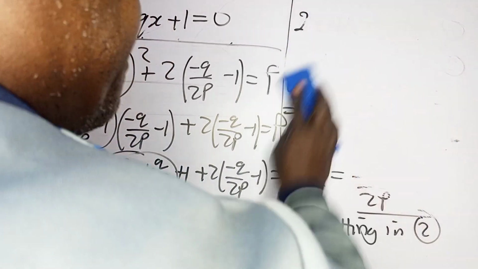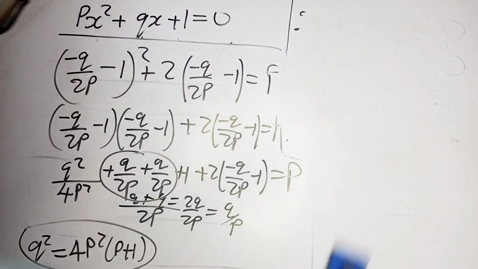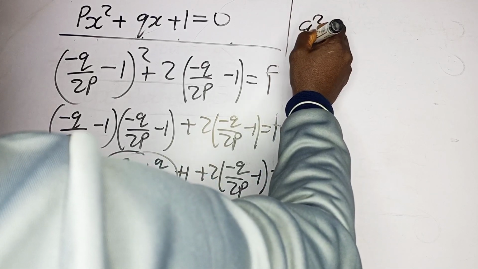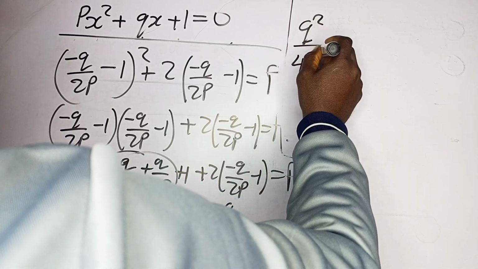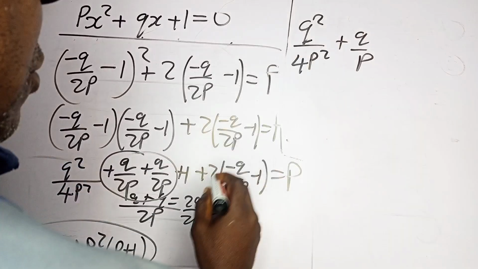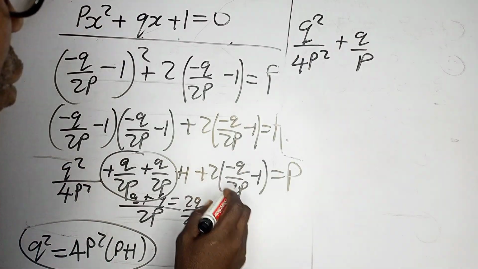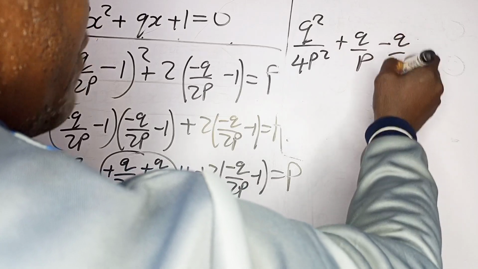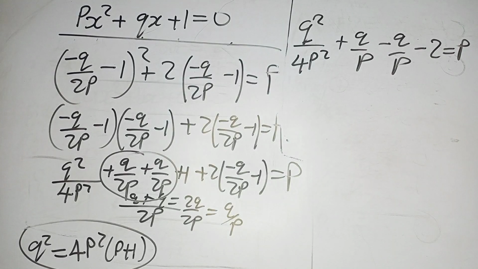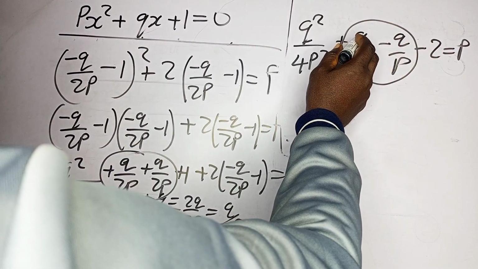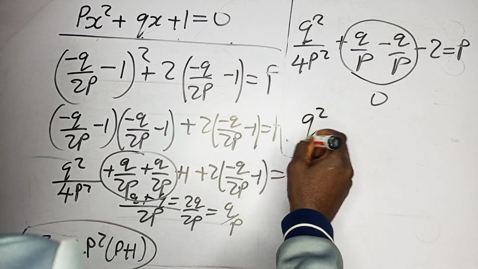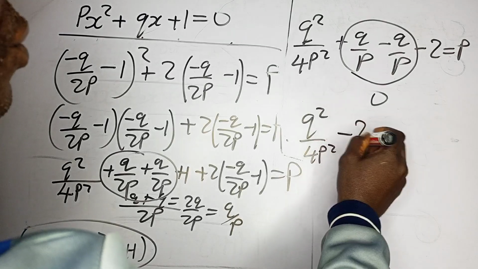So let's continue here. This expression now becomes Q squared over 4p squared. In the place of this, we write plus Q over p. All right, open out this. This 2 multiplied by this 2 will cancel this 2. We're left with negative Q over p. 2 multiplied by negative 1 is negative 2, is equal to p. We see this expression here: Q over p minus Q over p is 0. So we're left with Q squared over 4p squared minus 2 is equal to p.